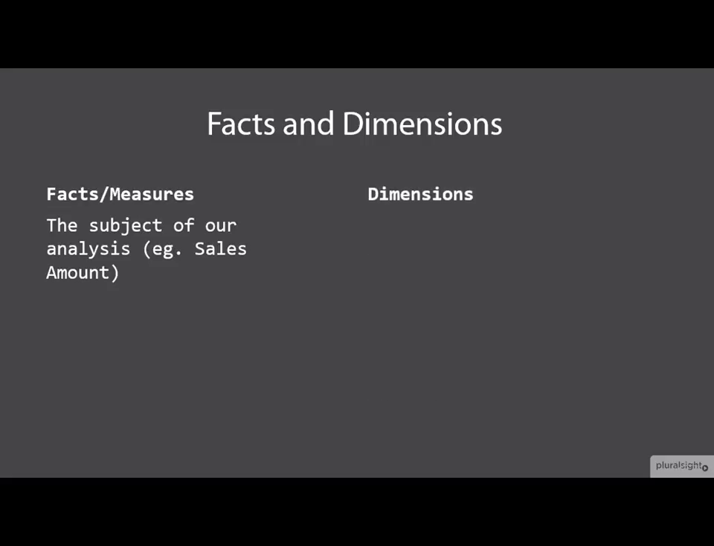Well, a dimension is kind of the opposite. It's the context by which we analyze our facts. So if we're looking at sales amount, we want to see sales amount by industry or by customer. The customer or industry by which we're analyzing, that's the context of our analysis, and those are what are known as dimensions. These are generally pieces of text that are categorical in nature, not necessarily things that are continuous, such as a time series. But you can think of them as just two key ingredients for good analysis.